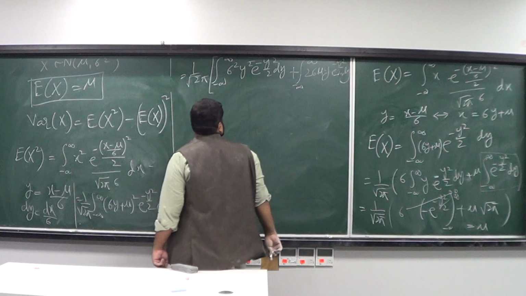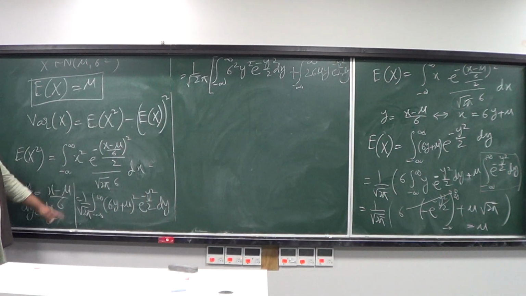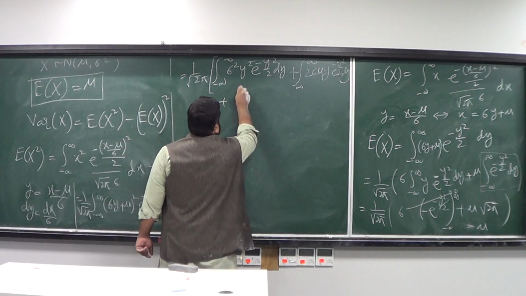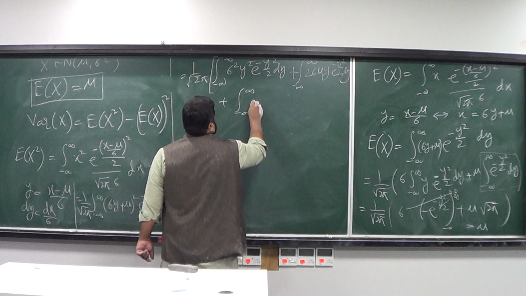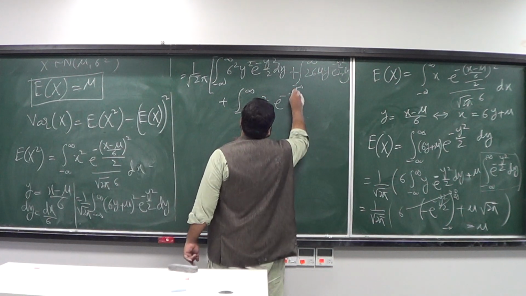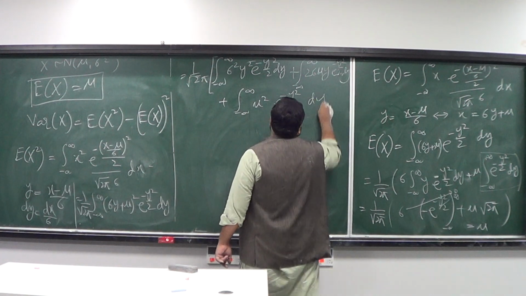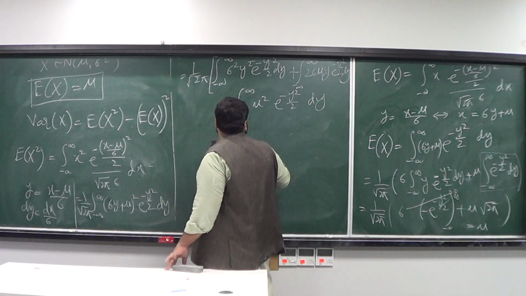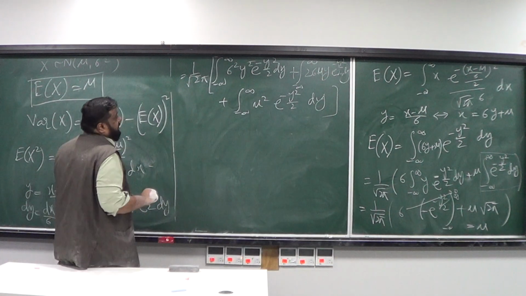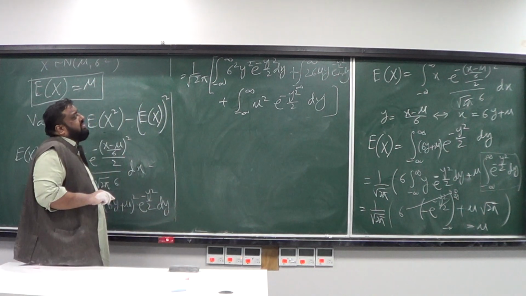Okay, this is what is going to be the second term, so just simply twice it. And the last term is going to be plus the integral from minus infinity to infinity of mu square e to the minus y square by 2 dy. So this is what it is going to be. Now let's simplify it a bit more.